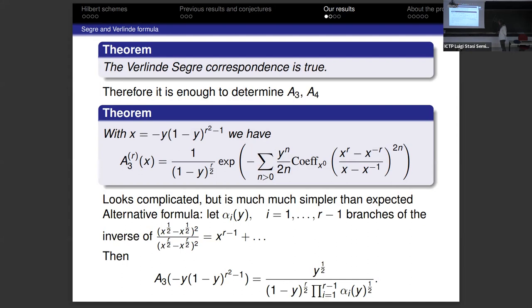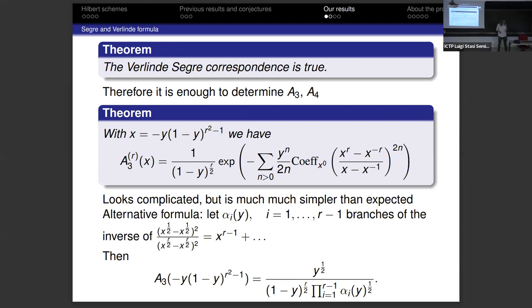And so there's an alternative way of saying the same thing. We take this expression here: x to the 1/2 minus x to the minus 1/2, squared, divided by this. This is a power series starting with x to the r minus 1. We take the reverse power series, the compositional inverse. As it starts with x to the r minus 1, there are r minus 1 branches of it. So there are r minus 1 branches of the inverse power series for this, which I call alpha i of y. And then this thing here, after this change of variable, can be written like this. I don't know whether this is any better, but this is another expression for the same thing.